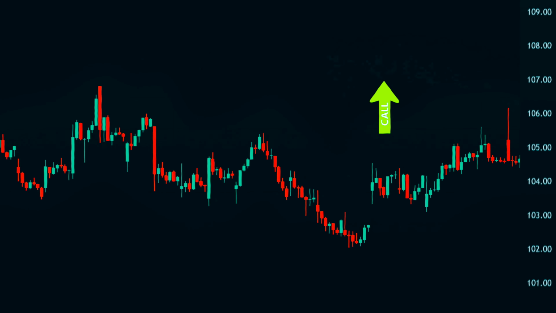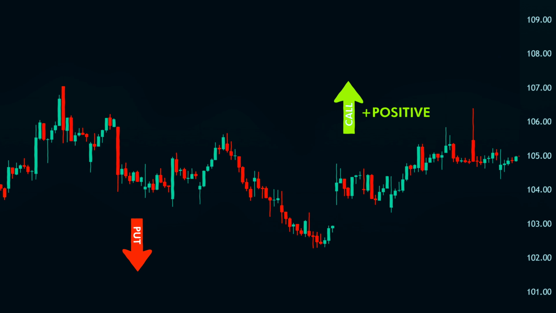Delta measures how much the price of an option will move relative to a $1 move in the price of the underlying stock. For example, a delta of 0.5 means that if the stock price moves up by $1, then the option will increase in value by 50 cents. Delta for call options are positive, while deltas for put options are negative.